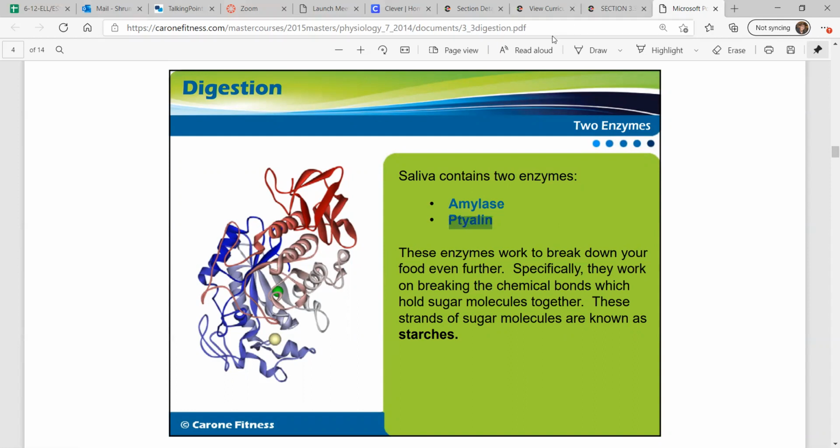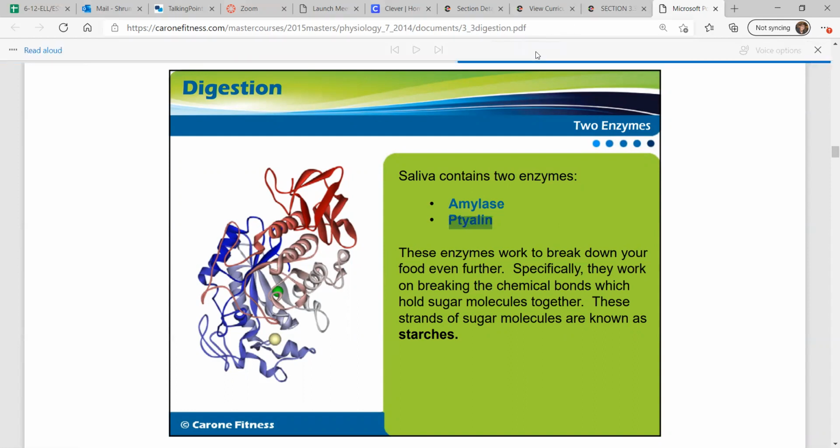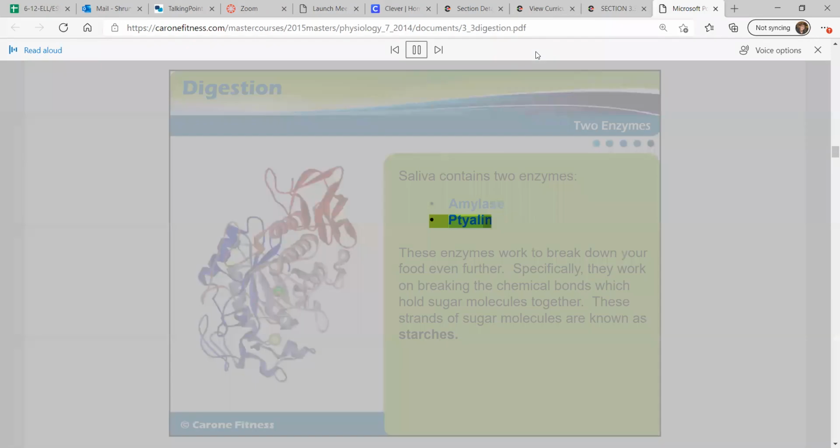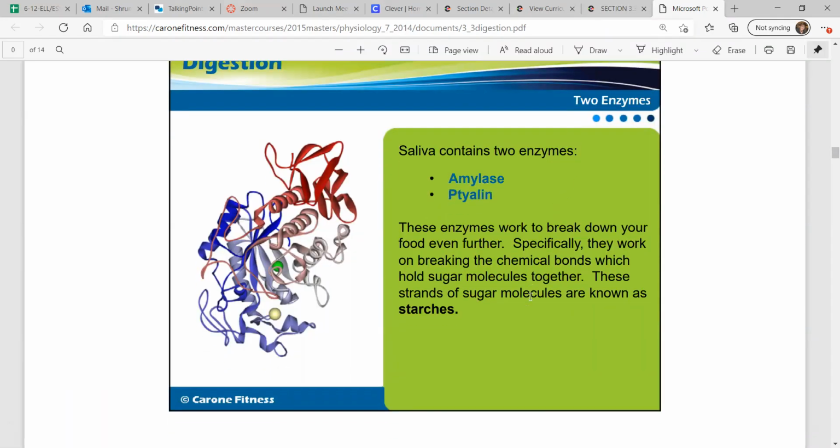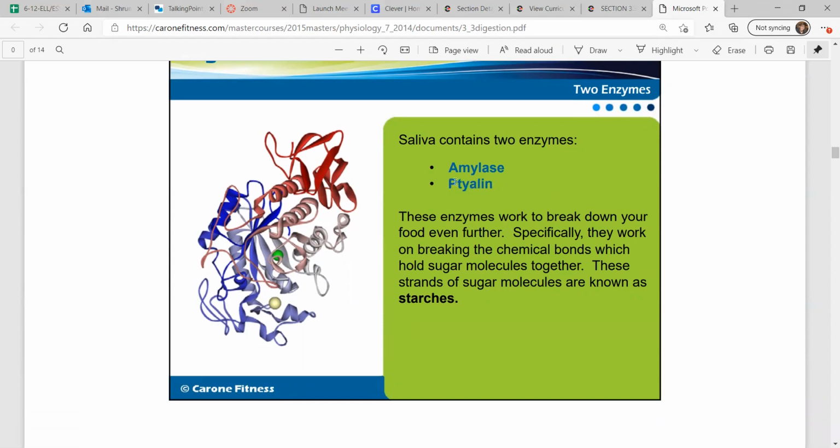And just double check that pronunciation. Ptyalin. Ptyalin, yeah. If you're ever unsure about what a word sounds like, just hit that read aloud button.